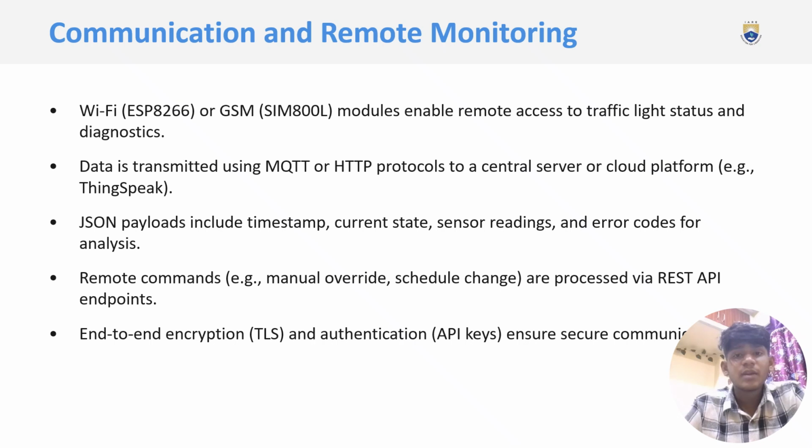Communication and remote monitoring. Wi-Fi or GSM modules enable remote access to traffic light status and diagnostics. Data is transmitted using MQTT or HTTP protocols to a central server or cloud platform like ThingSpeak. JSON payloads include timestamp, current state, sensor readings, and error codes for analysis. Remote commands are processed via REST API endpoints.